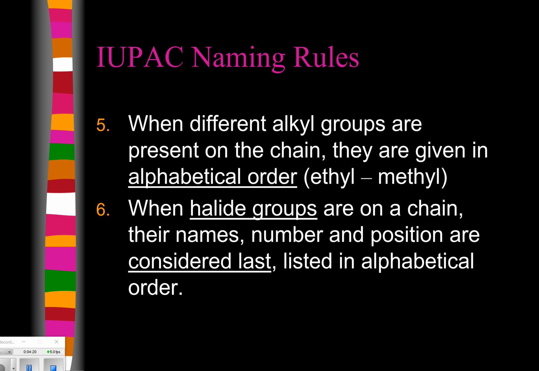When a halide group is on a chain, each part of that name, the name, number, and position, are considered last. And those as well will be listed in alphabetical order.